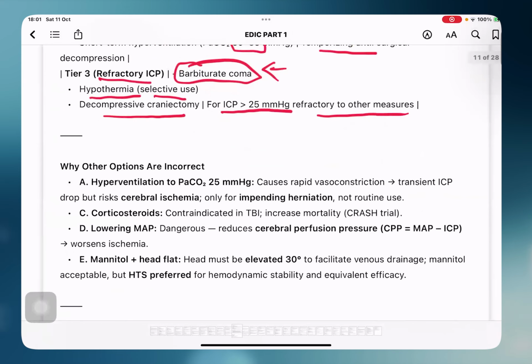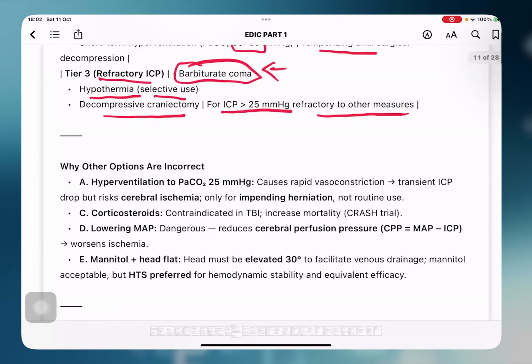Why are the other options incorrect? Hyperventilating the patient to a PaCO2 of 25 causes rapid vasoconstriction and a transient ICP drop but risks cerebral ischemia. So you can only use it for 30, 40, 50 minutes, maybe up to 2 hours. Corticosteroids are contraindicated in TBI. They can increase mortality, as was shown by the CRASH trial.